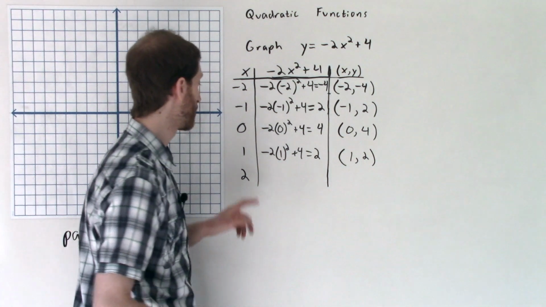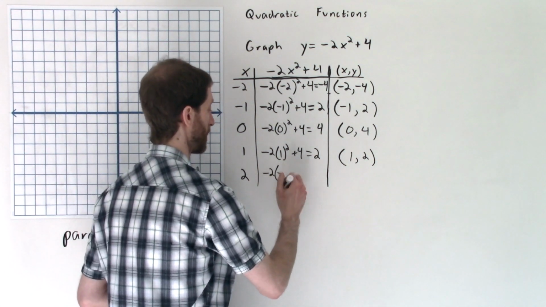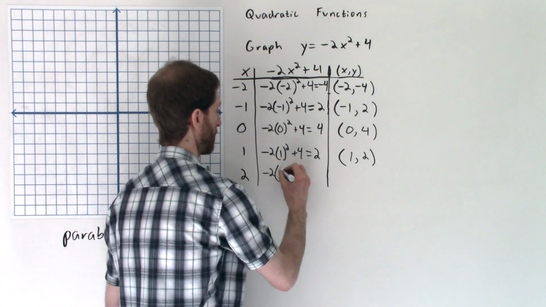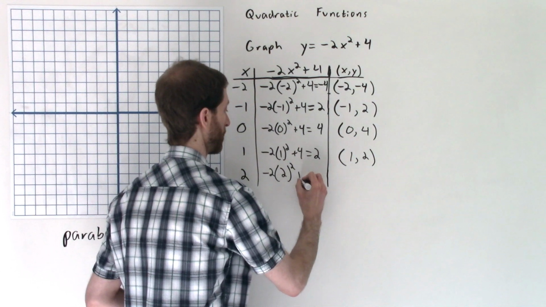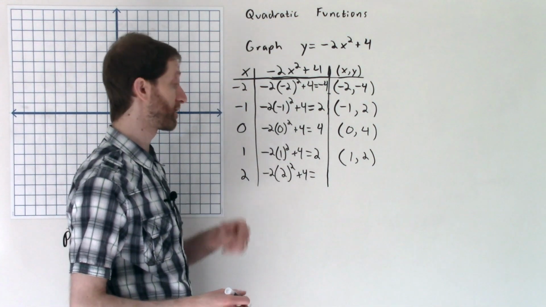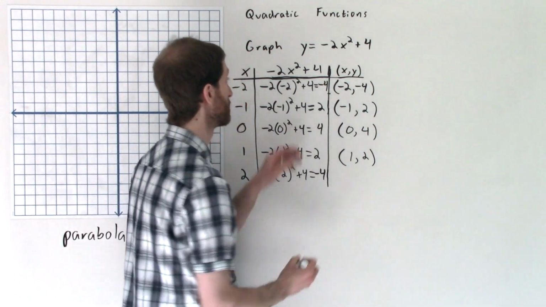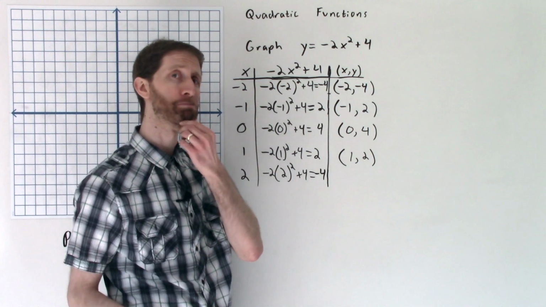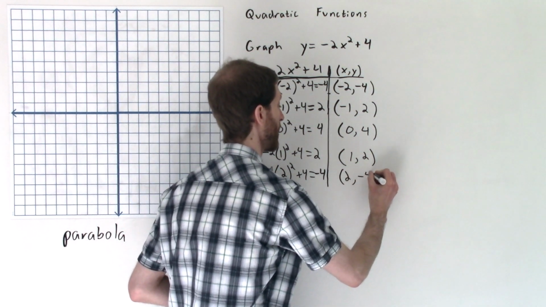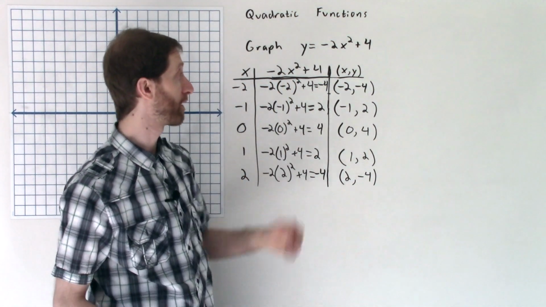And then finally, we're going to plug in 2. So I plug in 2 into this function, negative 2 times, it's a positive 2, silly me, times 2 squared plus 4. Well, 2 squared is 4, times negative 2 is negative 8, plus 4 is negative 4, the same exact value we got here. So 2, negative 4 is our point. And all we have left to do now that we've input values and gotten outputs is graph these points.